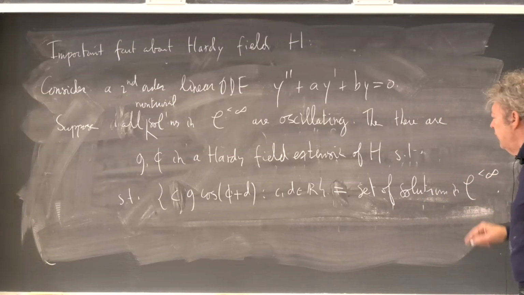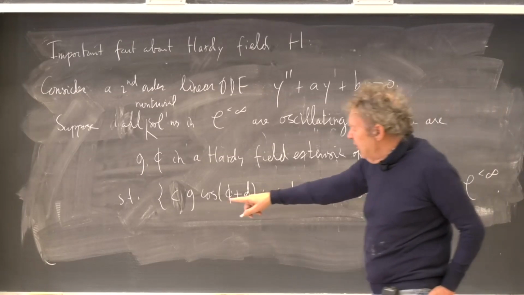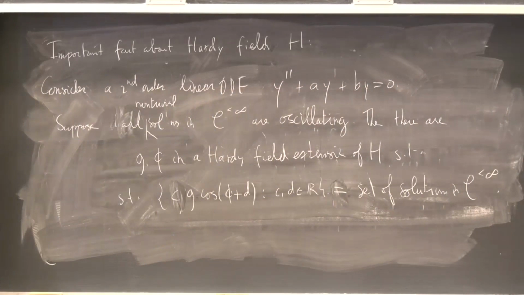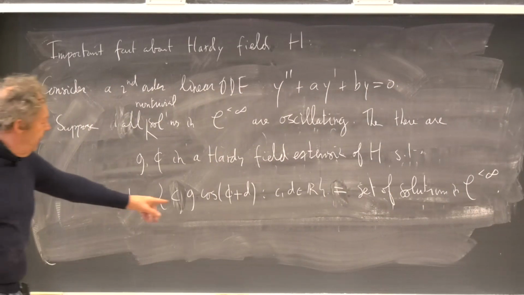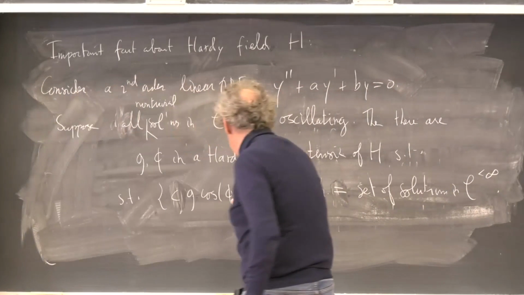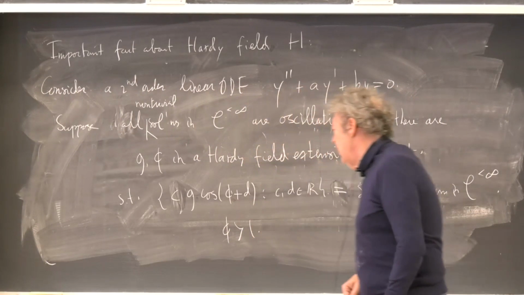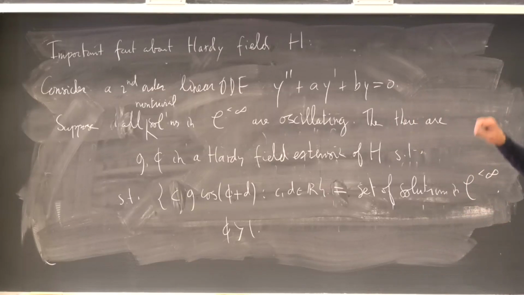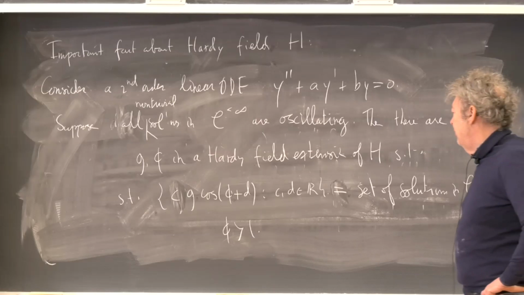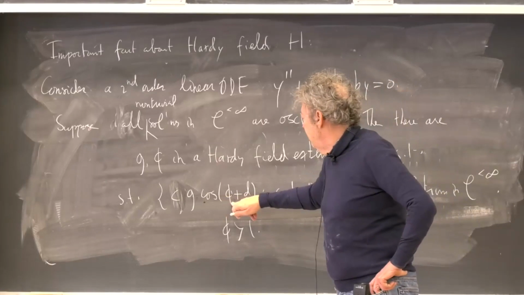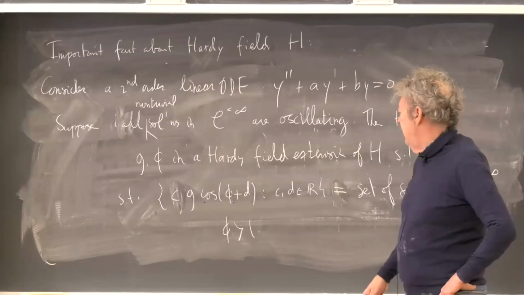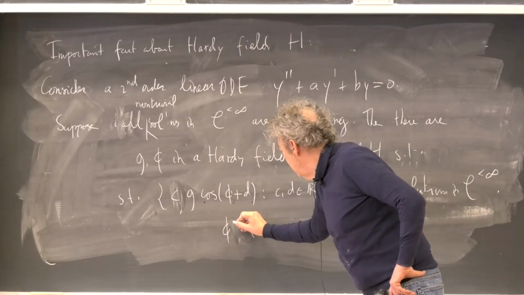So all the solutions can, in some sense, still be described in terms of Hardy fields, but this phi here is going to be very large. So it is a very fast oscillating function. And so the cosine of this thing does not lie in a Hardy field because of phi being so large.